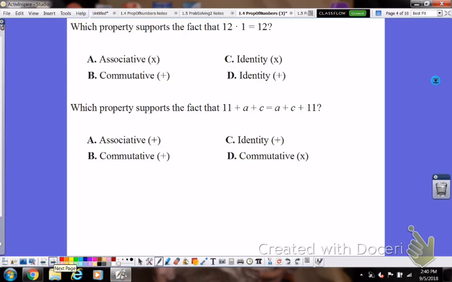Okay, so a couple multiple choice. We want to get you guys used to multiple choice questions because you'll see those when you take your state tests at the end of the year. So we'll throw those in from time to time.